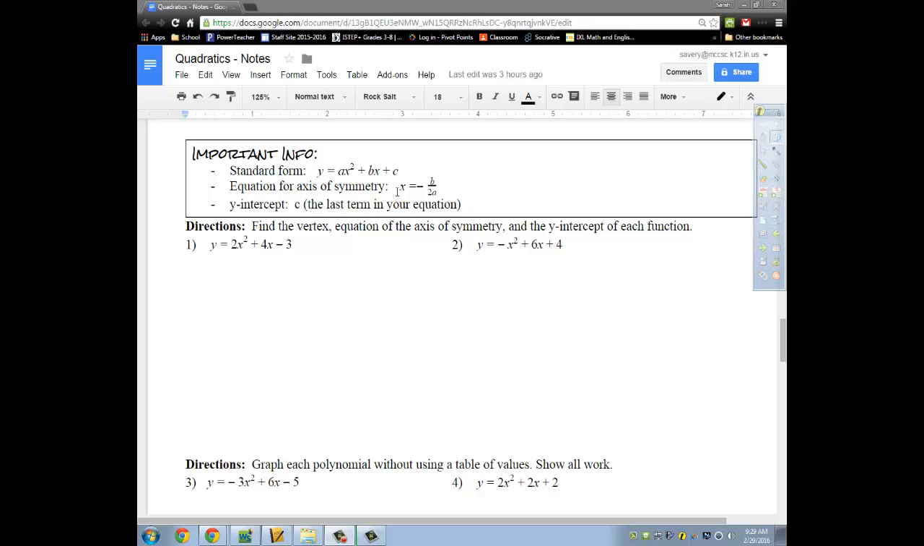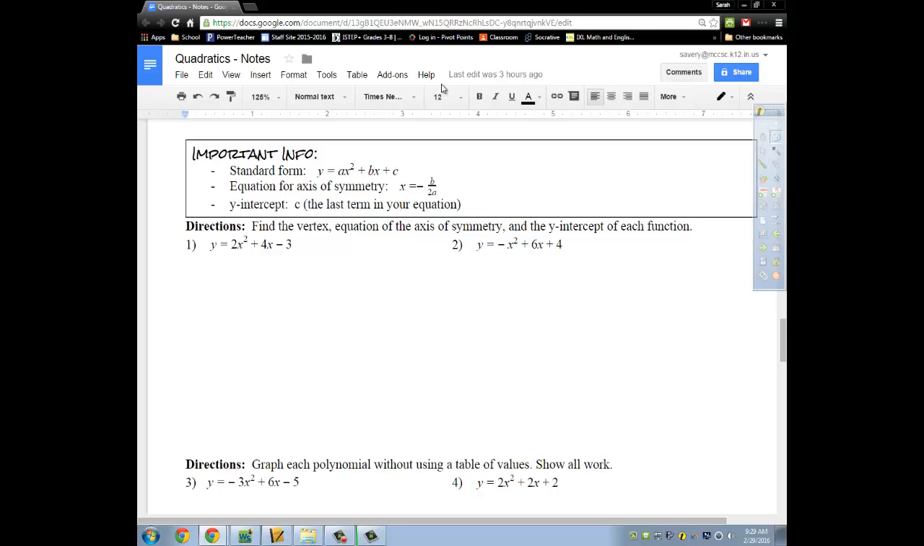So first of all, I have some important information at the top. We always want it to be written in the form ax squared plus bx plus c. So some number times x squared plus some number times x plus c, which is what we're used to. So it looks like this or like this. There's something squared plus something with an x plus a number.